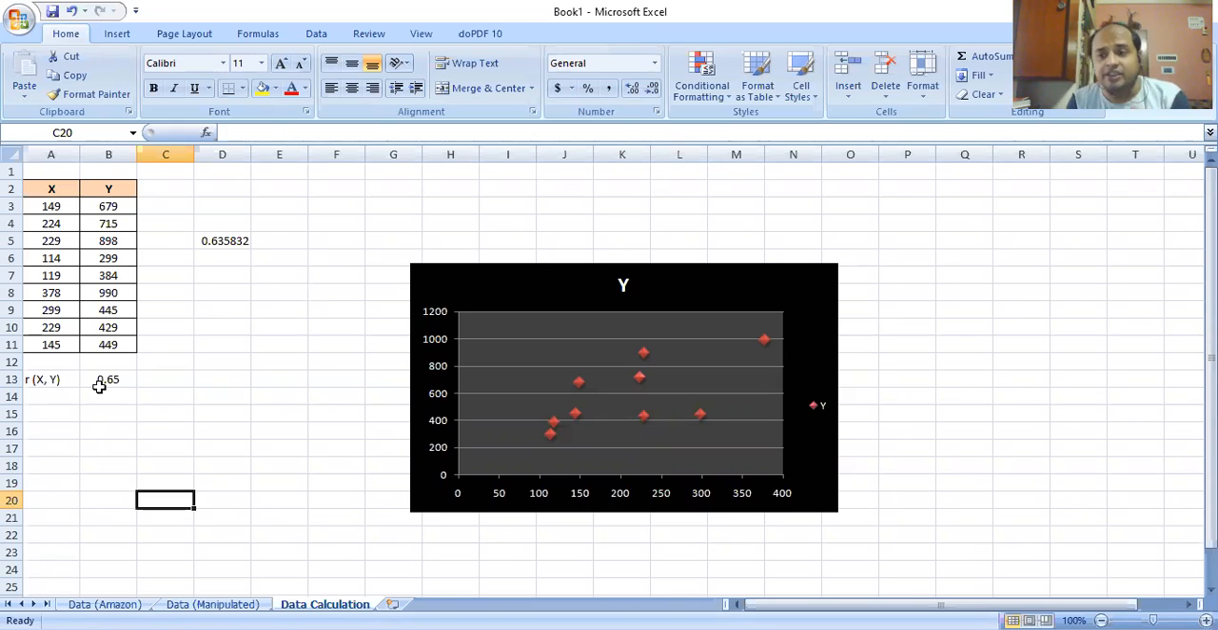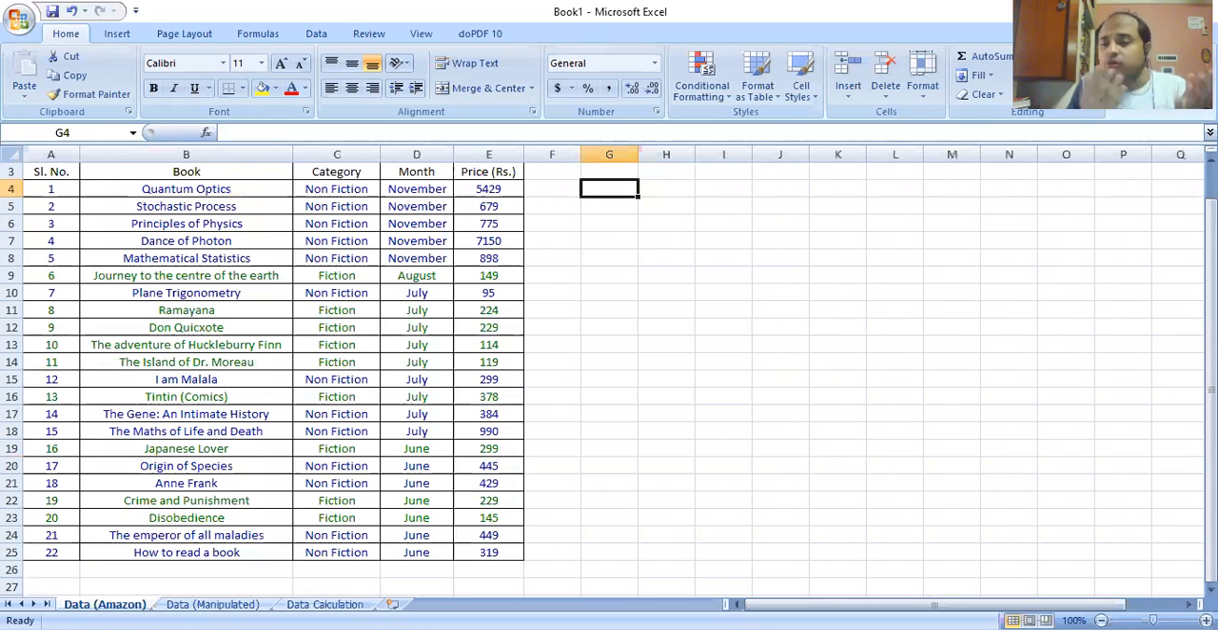Your teacher, your supervisor, has asked you that, okay, you have found the correlation coefficient between the two variables. What is the conclusion from it? What conclusion can be drawn from your calculation? Because you know capital X and capital Y are the prices of the fiction and non-fiction books.